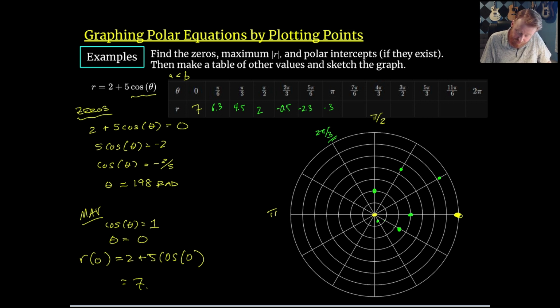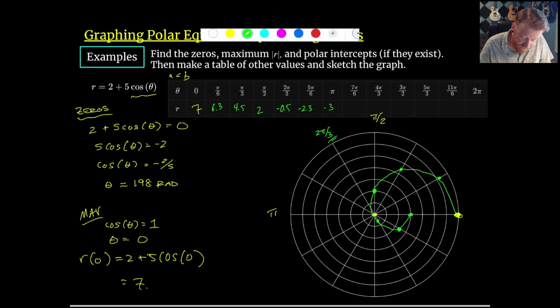So far, what we've got is we're coming up, going through here, coming back down, going through the pole, hitting that point there, and then coming up like that. So here we're getting what almost looks like an off-centered spiral so far. Let's see what we get with the rest of the values here.